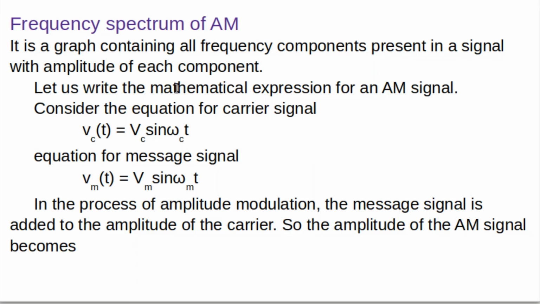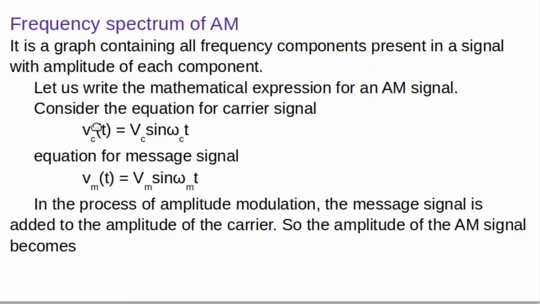To get those frequencies, we will develop the mathematical expression for the AM signal. For that, we first assume the equation of the carrier signal. We use the basic equation of a sine wave. Since it's a carrier, we use the subscript c: Vc of t is equal to Vc sin omega ct. This is the simple equation for the sine wave. Since our carrier is a sine wave, we are using this equation.